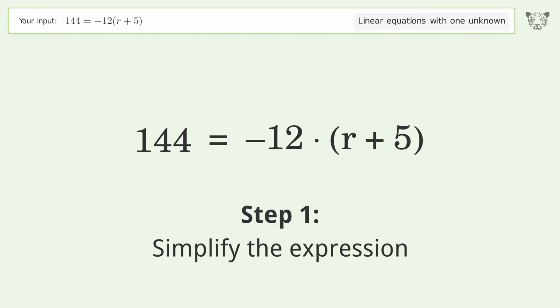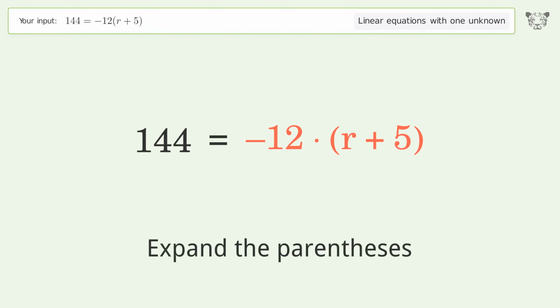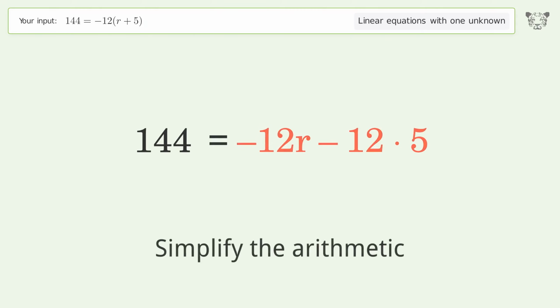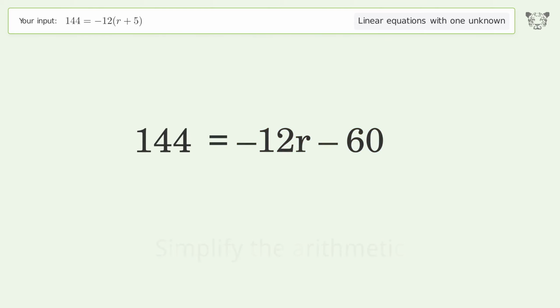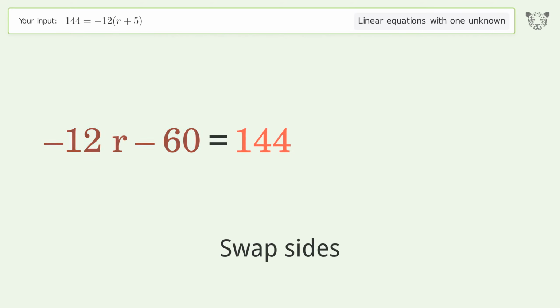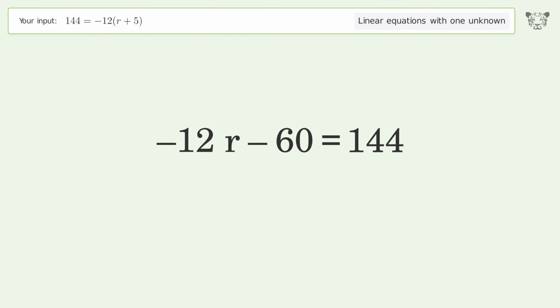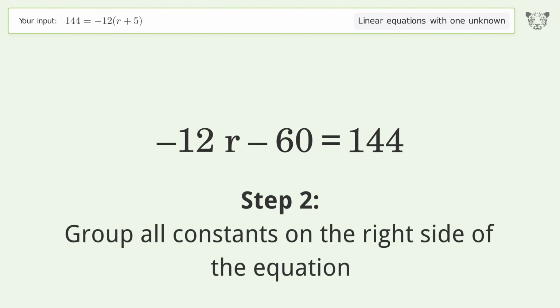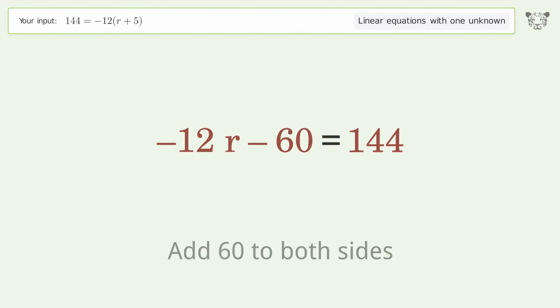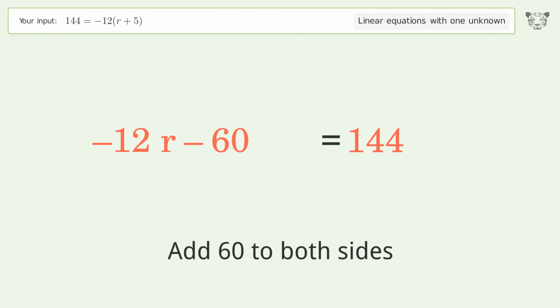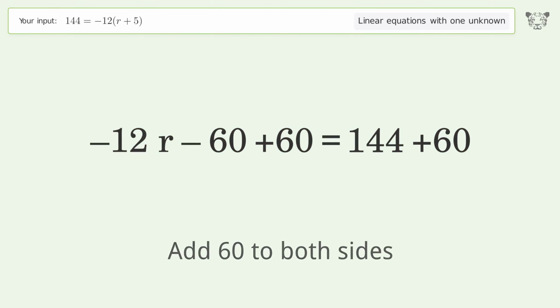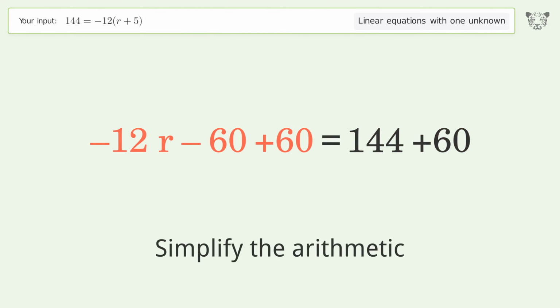Simplify the expression. Expand the parentheses. Simplify the arithmetic. Swap sides. Group all constants on the right side of the equation. Add 60 to both sides. Simplify the arithmetic.